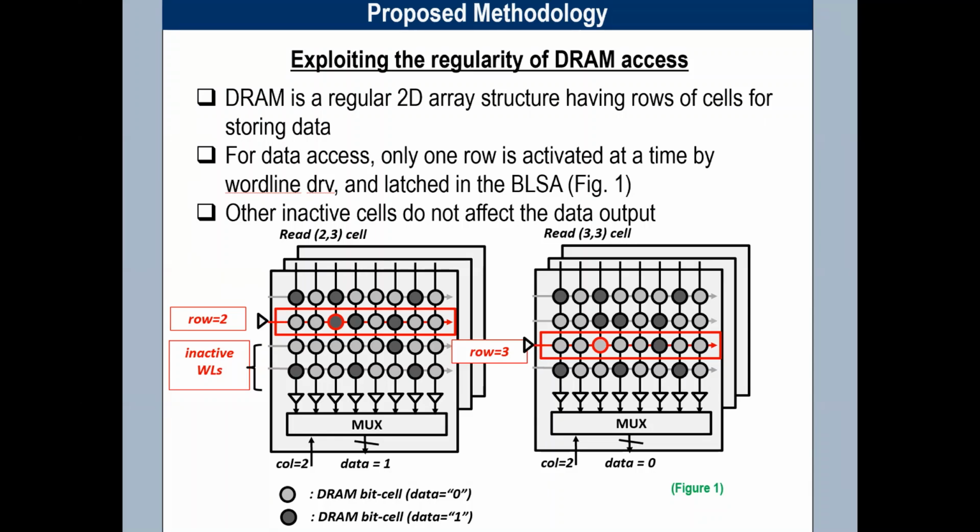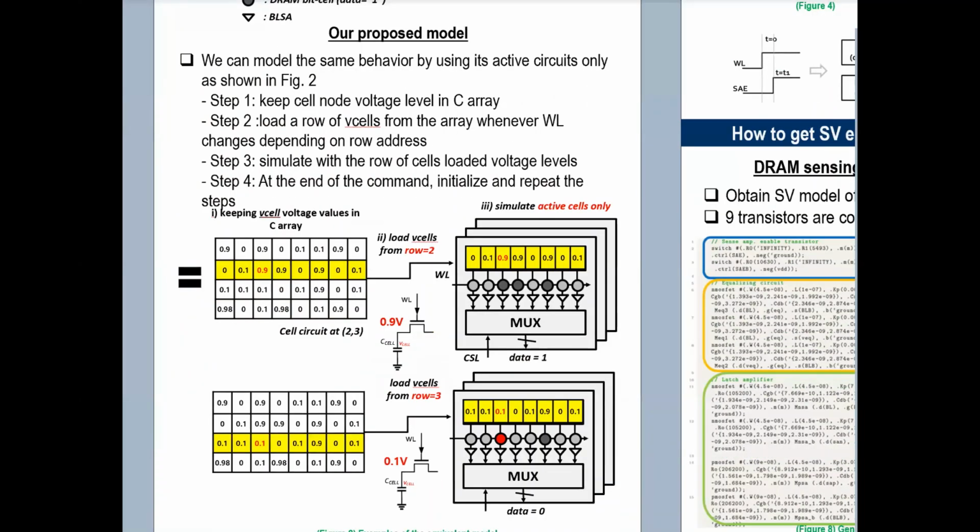For example, as shown in the figure left, when you want to read the data for row 2, at first we need to activate the word line for row 2. And then we can read that data from the IO line. Similarly, for row 3, the operation is the same, but the output is different because the voltage level in the cell capacitor is different. So based on these observations, we can model the same behavior by using the active circuits only.